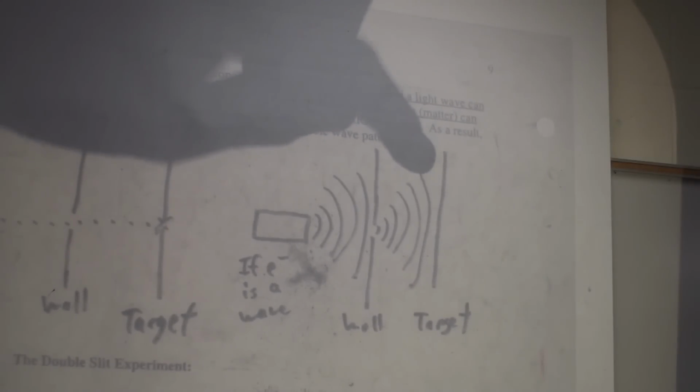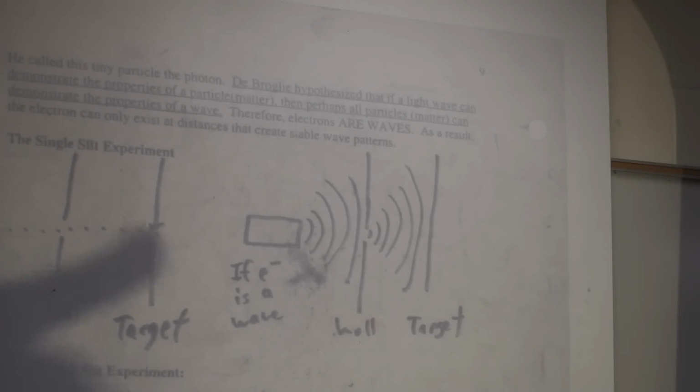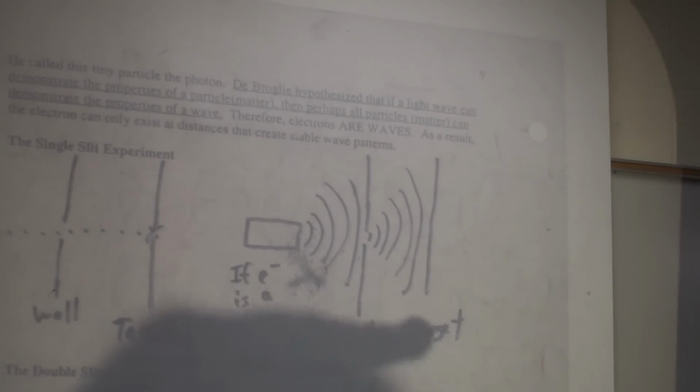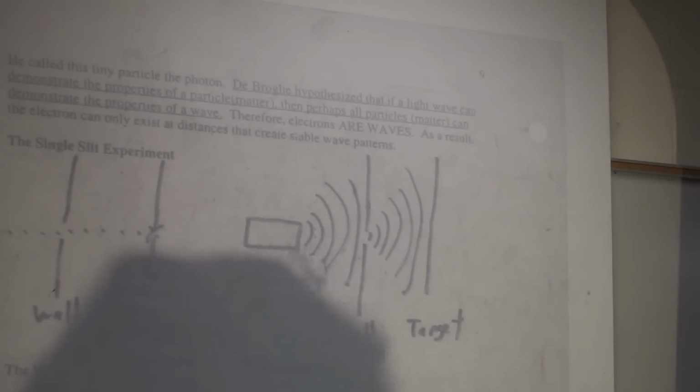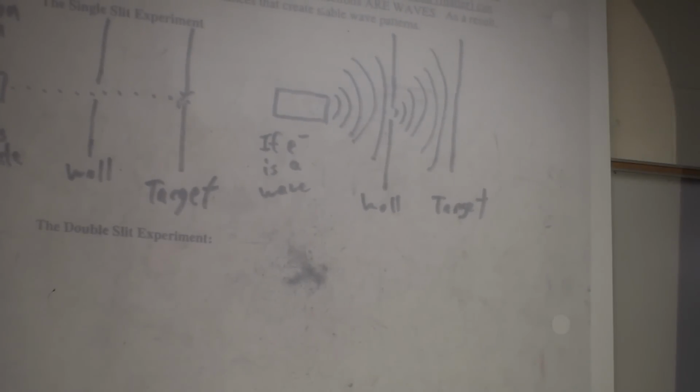So now we're kind of stuck with a little bit of a dilemma here. How is it the electron is both a particle and a wave? How is it appearing to be both? Well, let's do another experiment. Let's do a double slit.